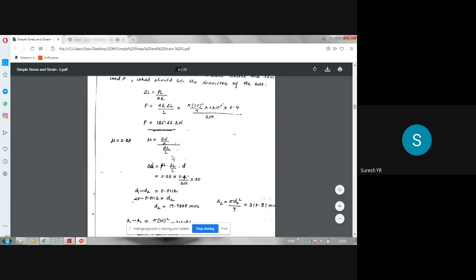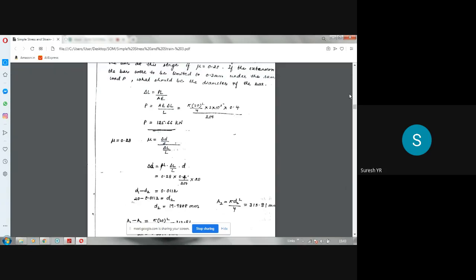So mu is given. We have to find out the change in area. For finding out the change in area, we need the change in diameter. Unless you know the change in diameter, you cannot find out the change in area. So for that, we have to use the formula of Poisson's ratio. So mu is equal to 0.28.